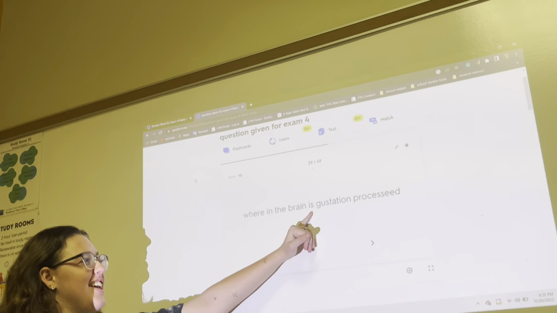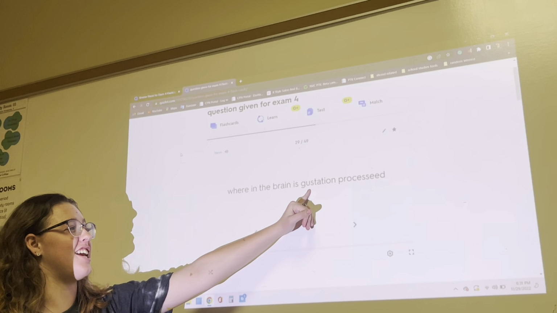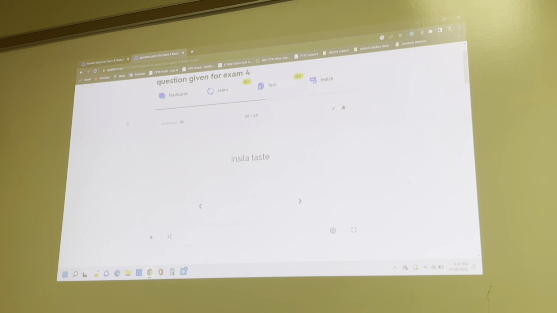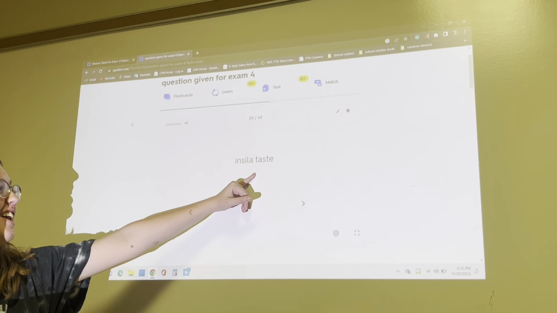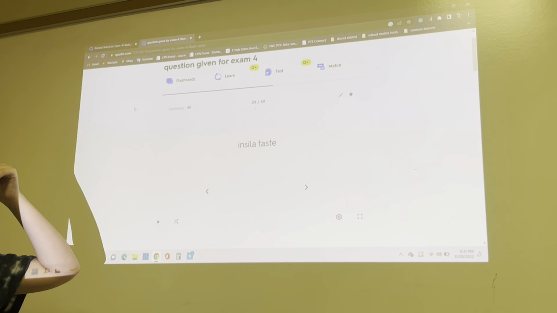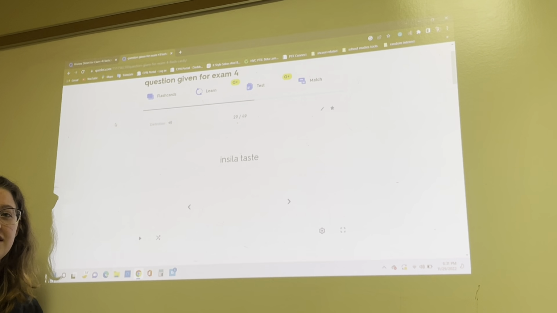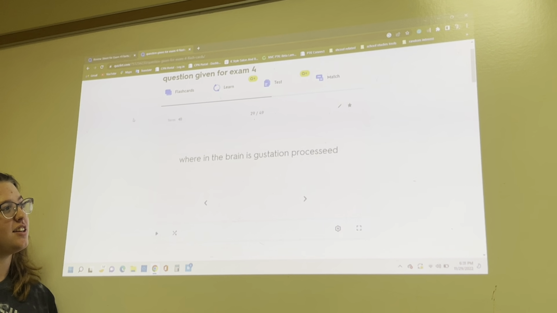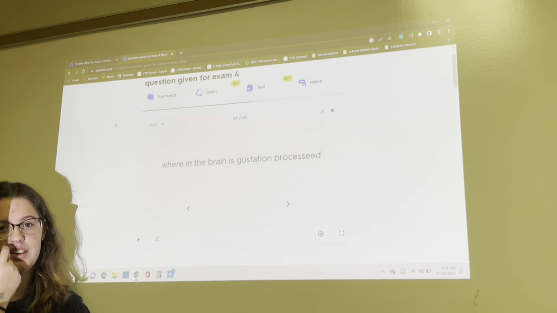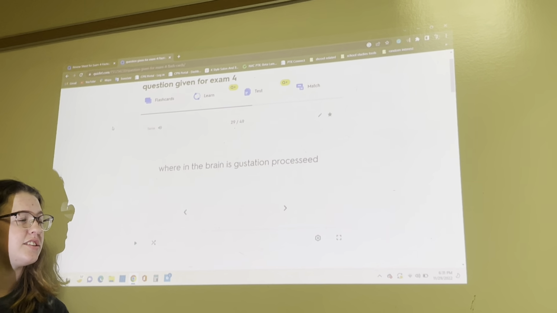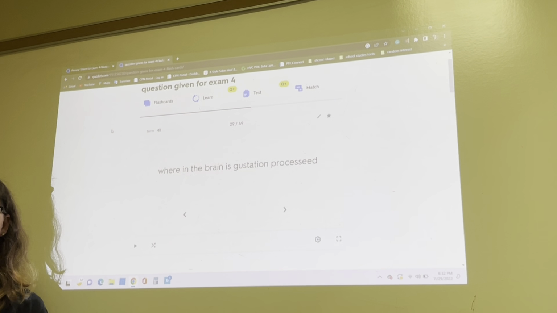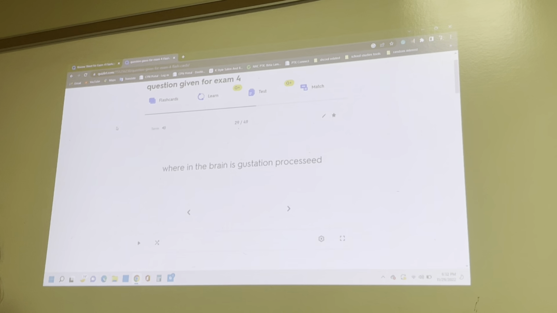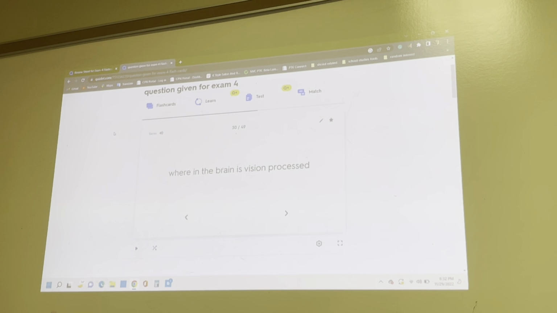Okay. Where in the brain is gustation processed? Insula, taste. Yes, gustation is processed in the insula, and that's for taste. So this is going to be in the tongue area. I remember because of the little dots in the back of your tongue. Gustation kind of sounds like gut, and it's like taste. Okay, move on, please.